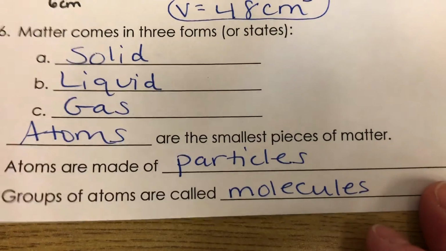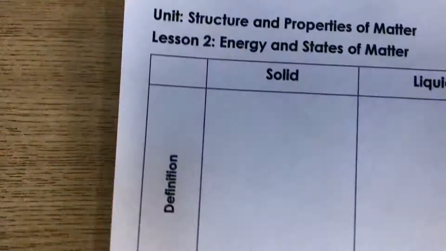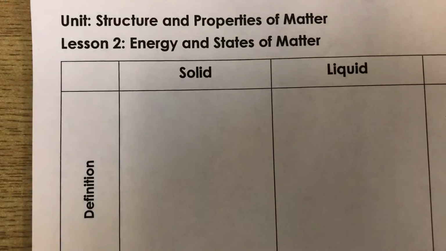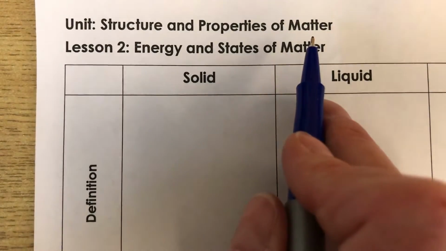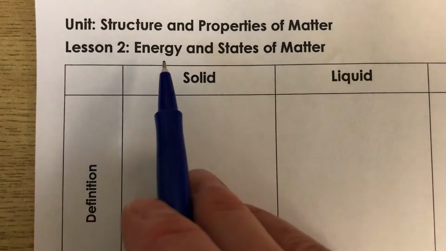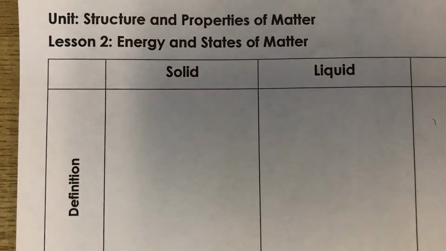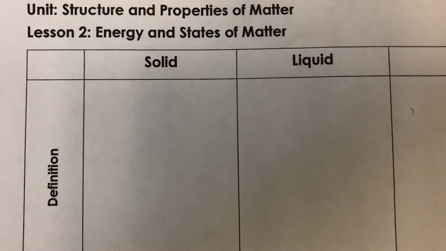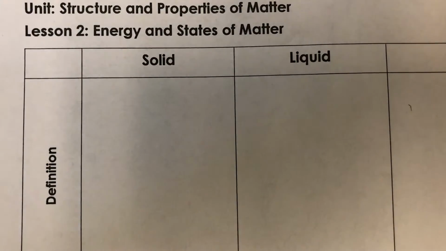And now there's one more sheet that you need that looks like this. Unit 2, Structure and Properties of Matter, that's what we're in. And Lesson 2, Energy and States of Matter. So today we're just going to talk about the states of matter. We'll talk about energy in that either tomorrow or probably on Monday. So let's get to it.